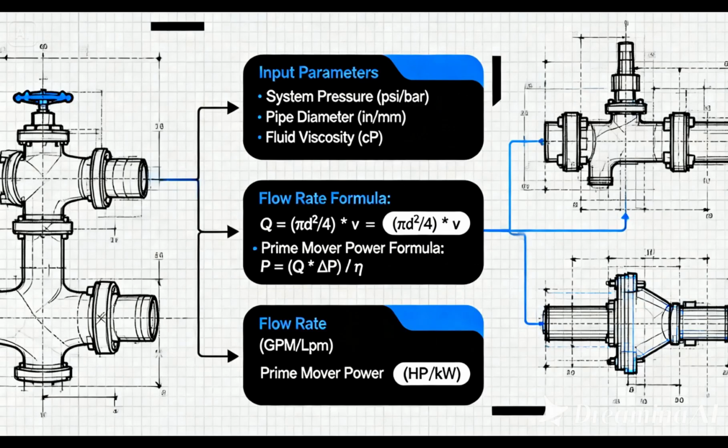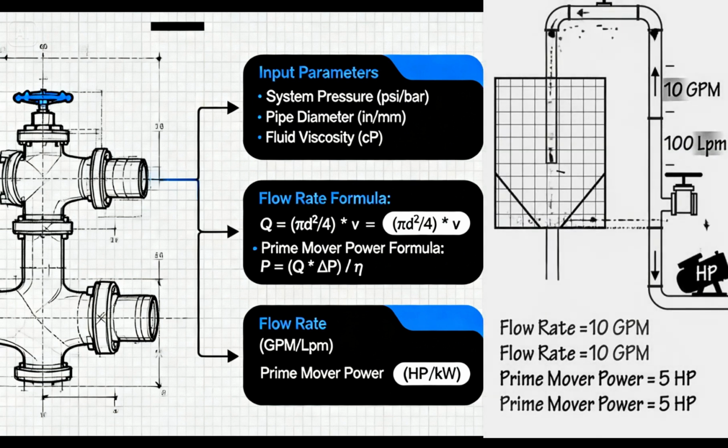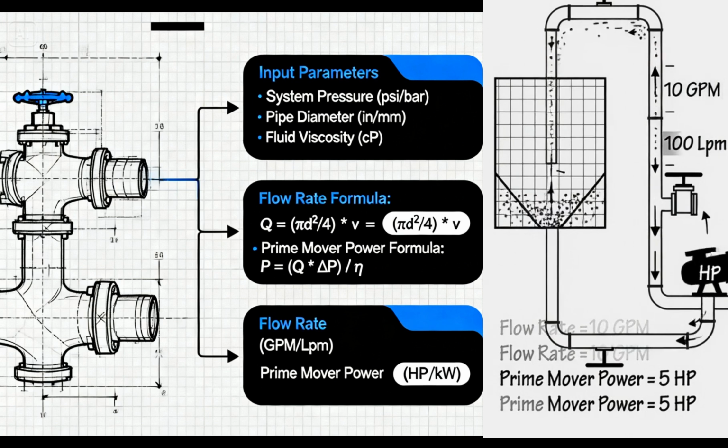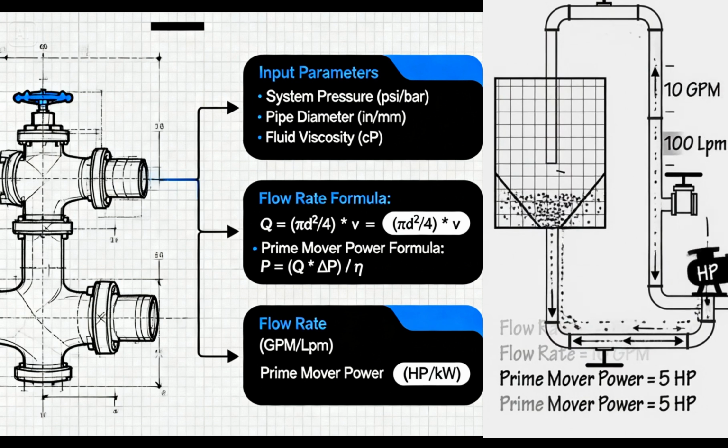2. Dynamic component sizing. In a real-world project, you don't just buy a pump. You buy a pump that fits the speed of your task. The goal: to determine the flow rate, GPM, LPM, and prime mover power, HP, kW, required. The benefit: it prevents over-engineering, buying a motor that is too expensive and powerful, or under-engineering, buying a system that moves too slowly to be productive.